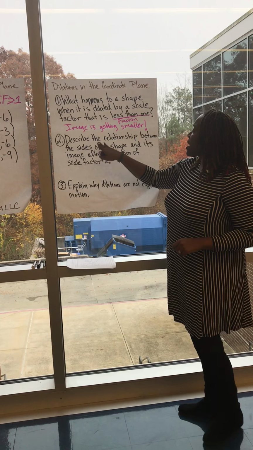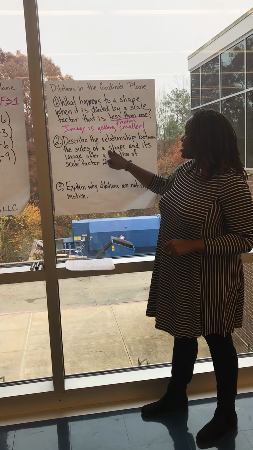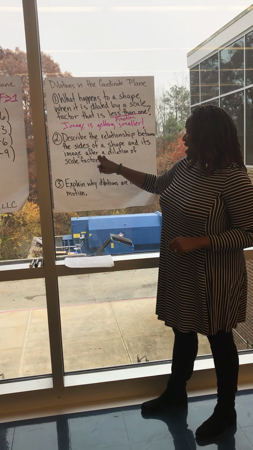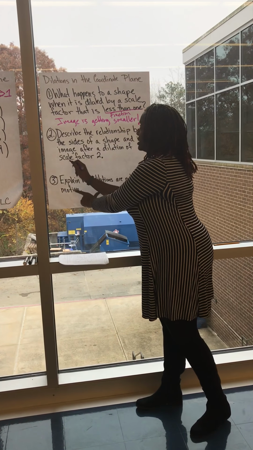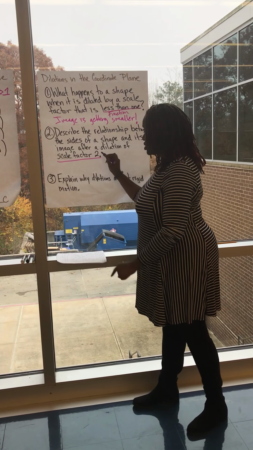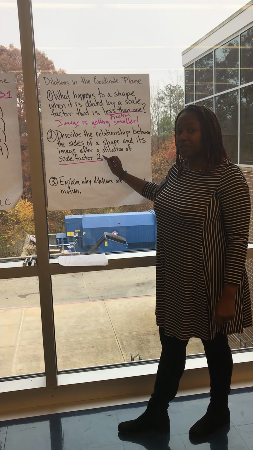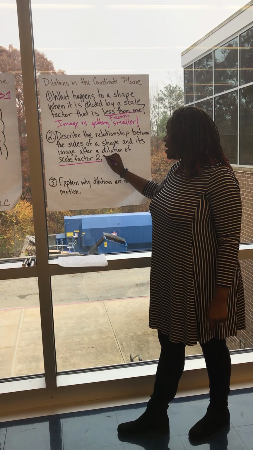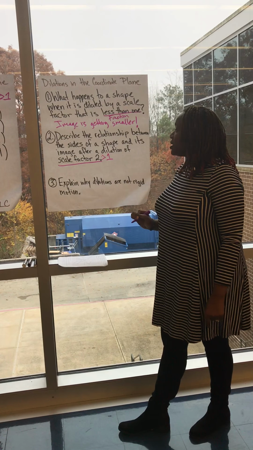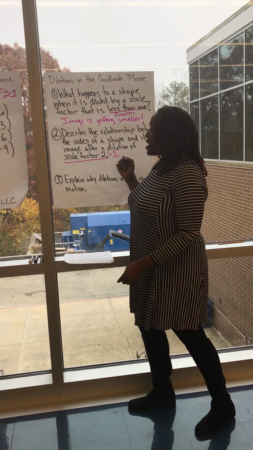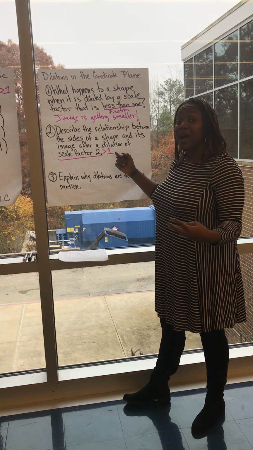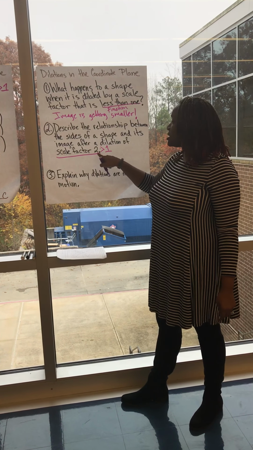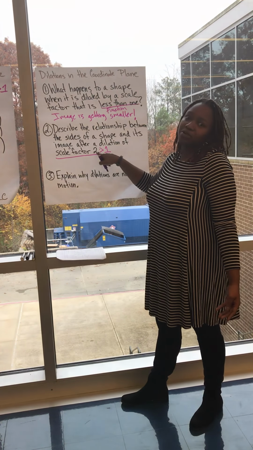All right. Describe the relationship between the size of a shape and its image after a dilation of a scale factor of 2. So a scale factor of 2, is 2 greater than or less than 1? Well, if you said it's greater than 1, you're absolutely correct. So if I had to describe this, I would say that all of my sides are getting larger by 2, or they double, because doubling means times 2.